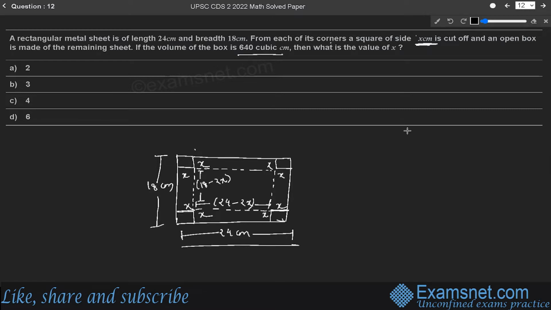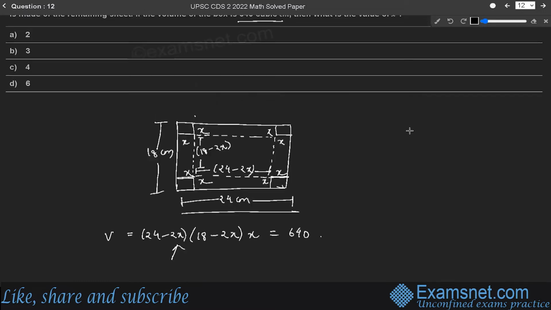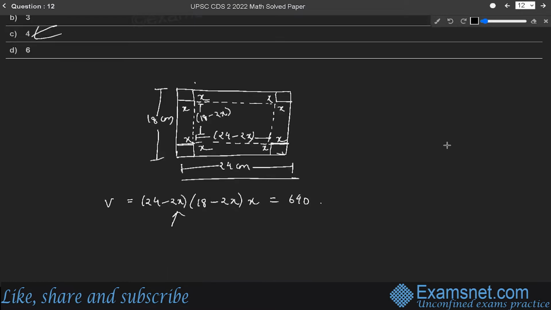Now we know the volume of a rectangular box will be length into breadth into height. So length is 24 minus 2x, breadth is 18 minus 2x and height will be x because it is an open box. And the volume is already given, which is equals to 640. It is already given in the question. Now in the place of x, we have to keep all the values. So let us keep 4. Let us see by keeping 4 here.